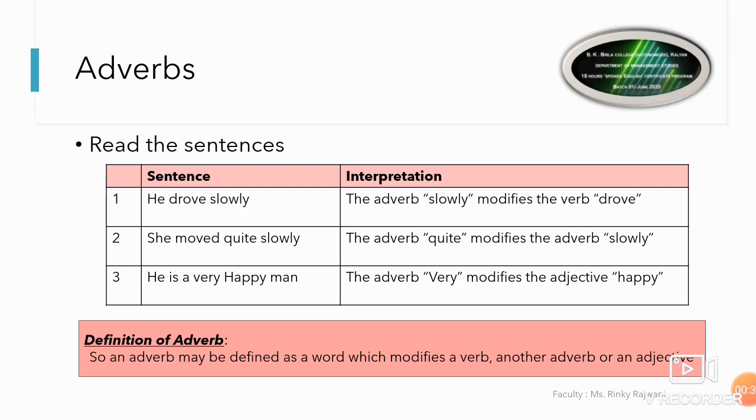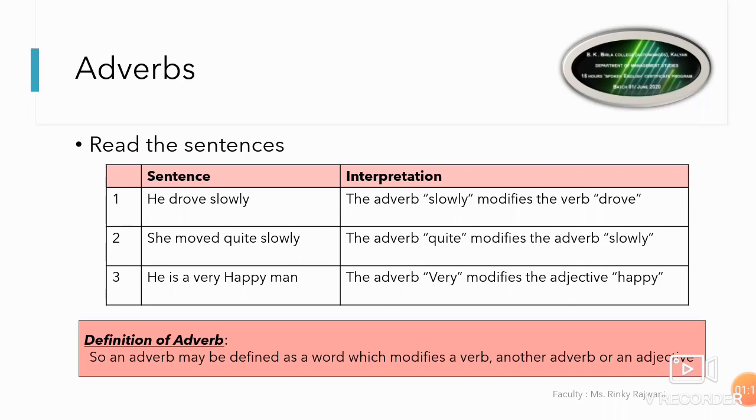Now let's try to read these sentences. First one, he drove slowly. Herein, slowly is an adverb. This adverb is modifying a verb, that is drove. Drove is a verb, as you would have already studied in a previous chapter. Similarly, if I want to interpret this sentence, I can say that the adverb slowly modifies the verb drove.